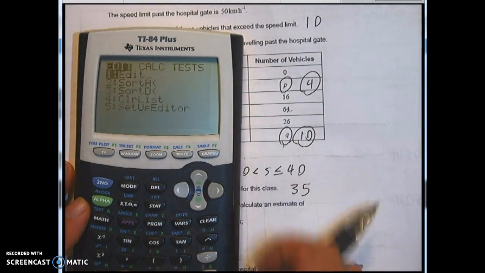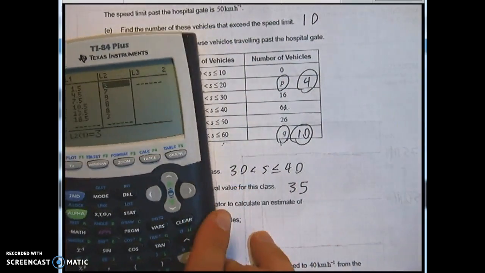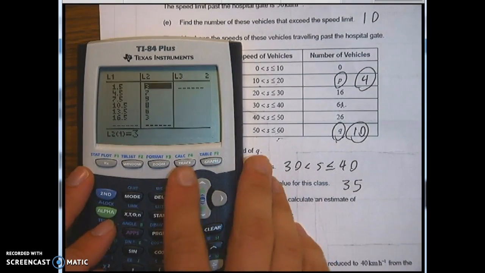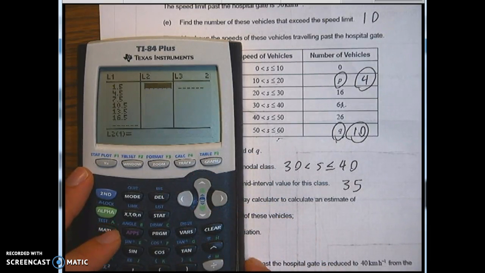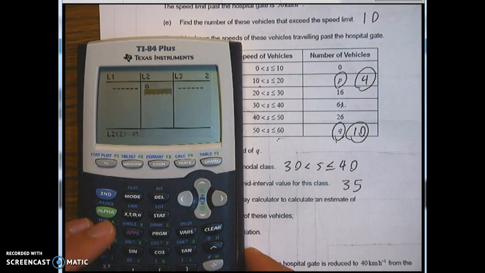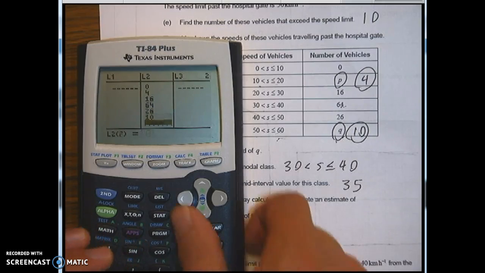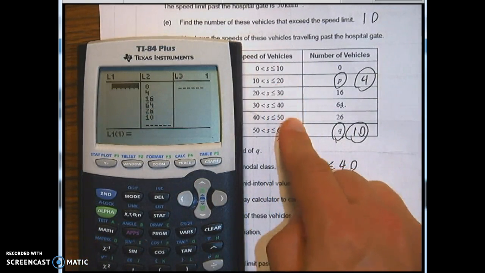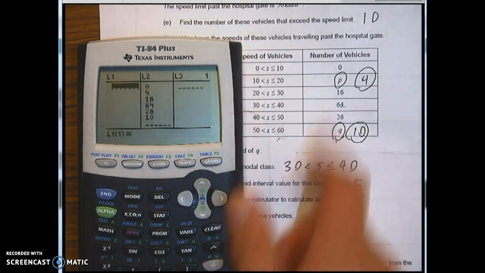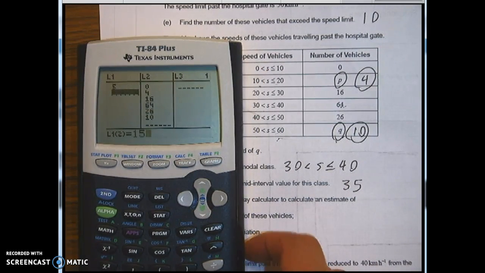If we go to stat edit, and we're just going to type in what we do know, these frequencies, so I'll go ahead and type in the frequencies first: 0, 4, 16, 64, 26, 10. And now I can't type in 0 to 10, 10 to 20, 20 to 30, but I can type in the mid-interval value. So halfway between 0 and 10 is 5, 15, 25, 35, 45, 55.